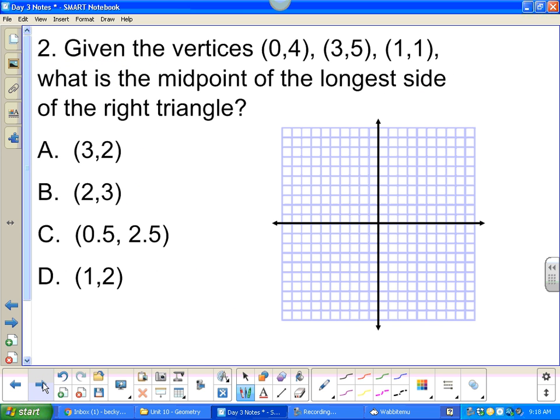Number 2, given the vertices, what is the midpoint of the longest side? Okay, so same thing, but they didn't give us a triangle, so we have to draw it. So 0, 4, 3, 5, and 1, 1.